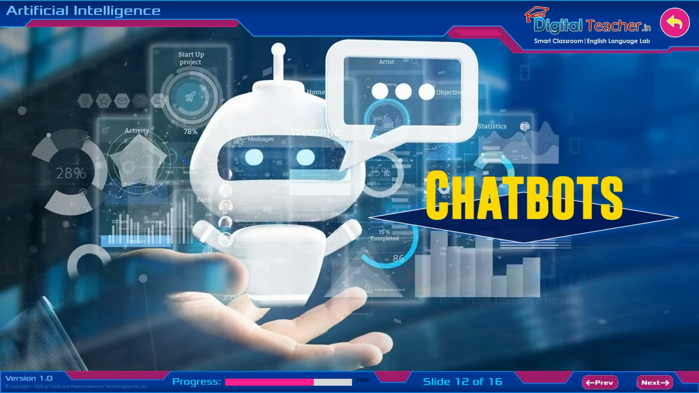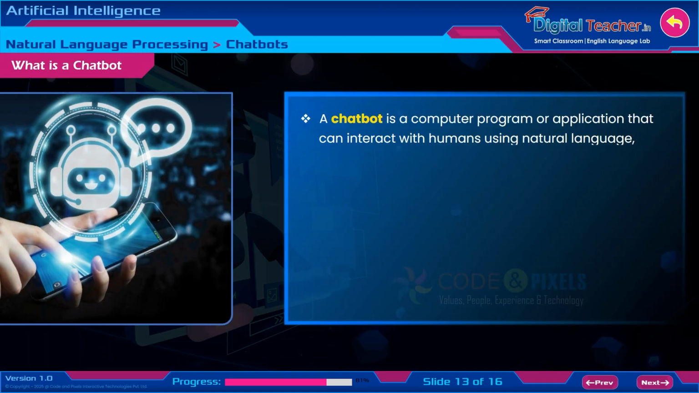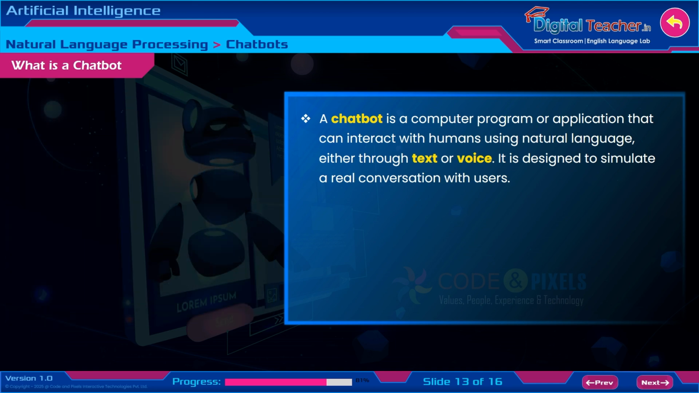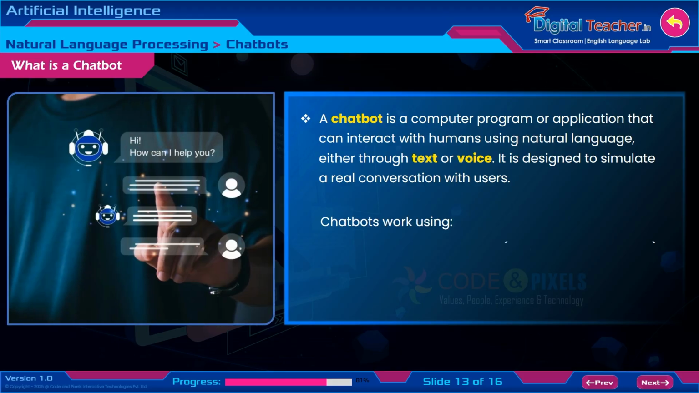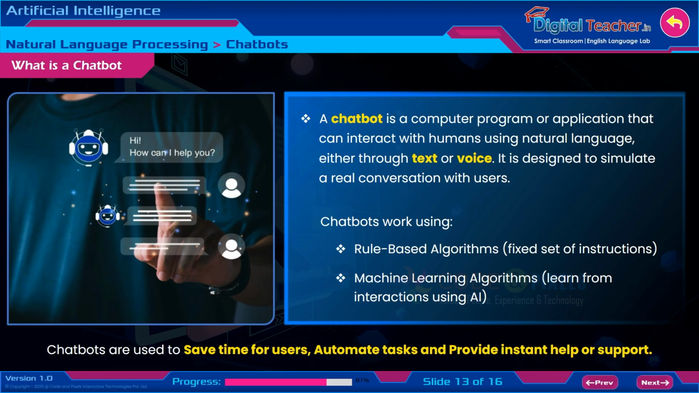Chatbots. What is a chatbot? A chatbot is a computer program or application that can interact with humans using natural language, either through text or voice. It is designed to simulate a real conversation with users. Chatbots work using rule-based algorithms or machine learning algorithms. Chatbots are used to save time for users, automate tasks, and provide instant help or support.